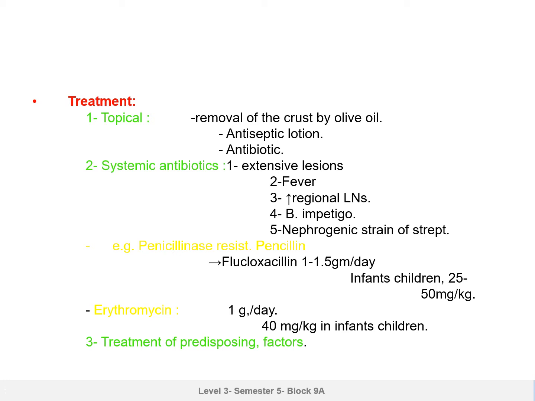And don't miss treatment of the predisposing factor, to improve the prognosis and improvement of the disease and to prevent the recurrence.